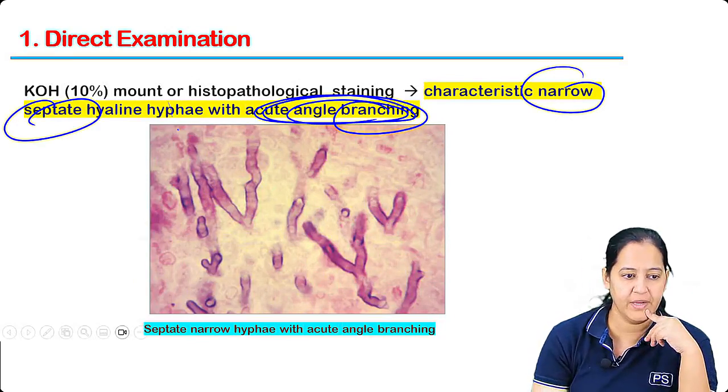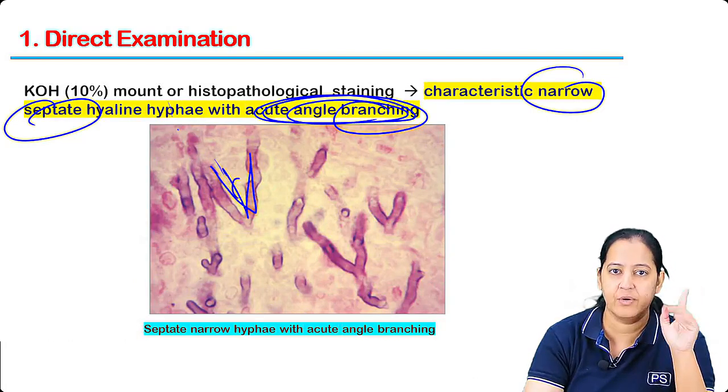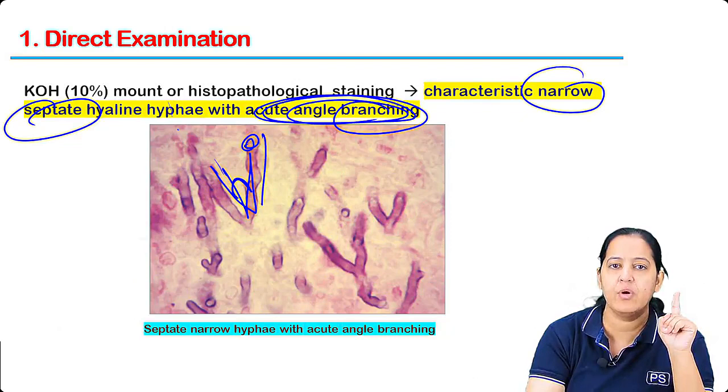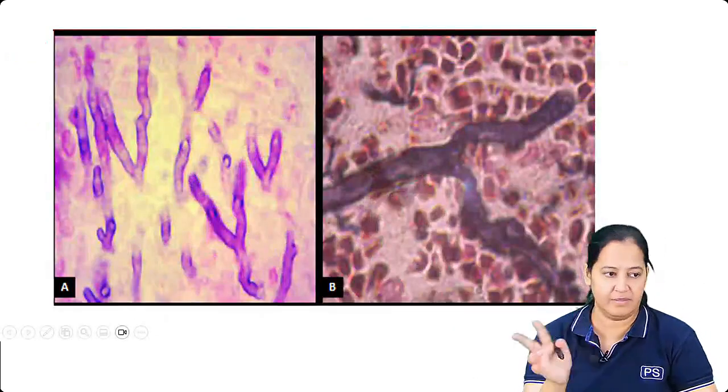Highlight the three things. Okay, got my point. You can see the narrow branching. You can appreciate the width is also narrow. And you can appreciate this is septate. And this I have already explained to you.